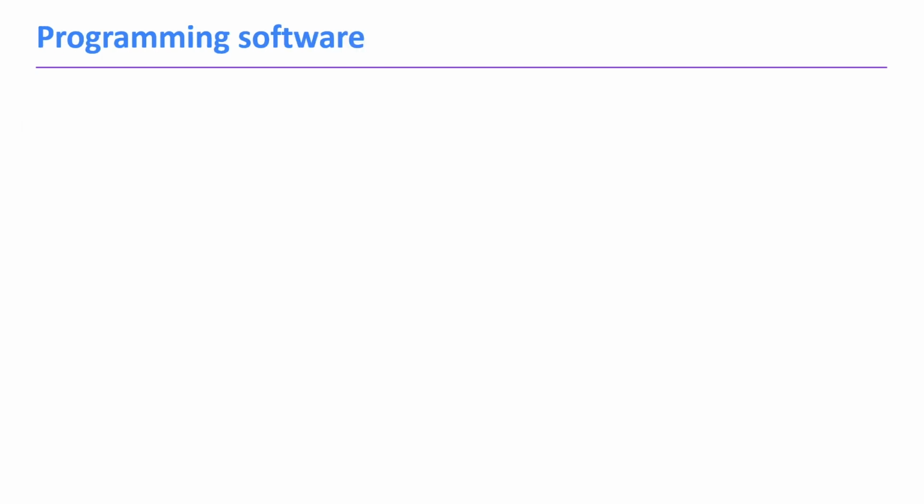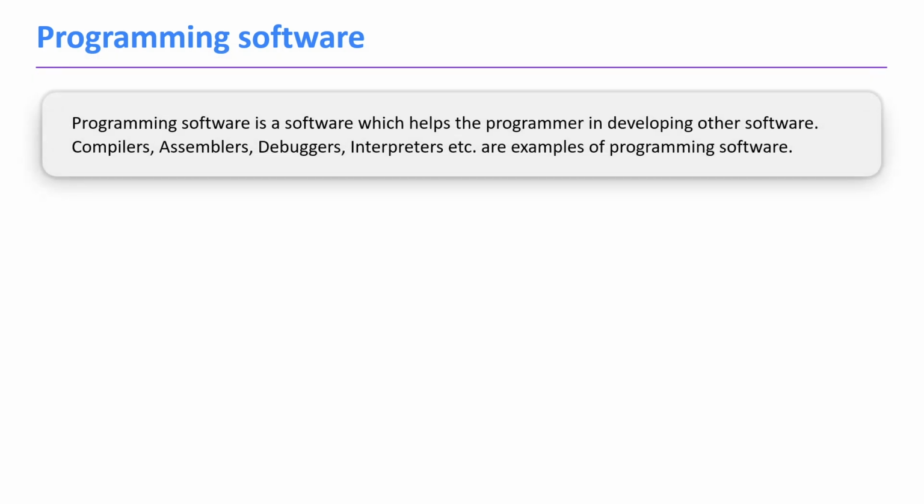Next, programming software. Programming software is software which helps the programmer in developing other software, like compilers, assemblers, debuggers, interpreters, etc. are the examples of programming software.